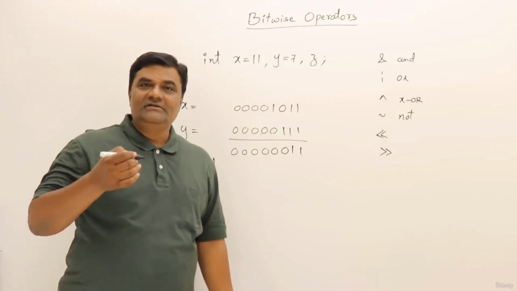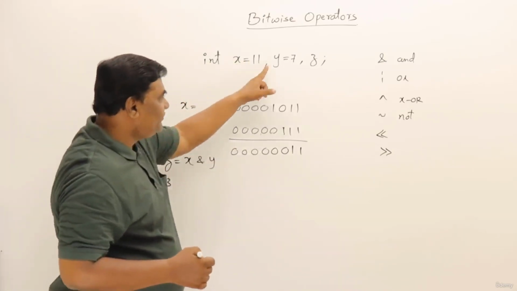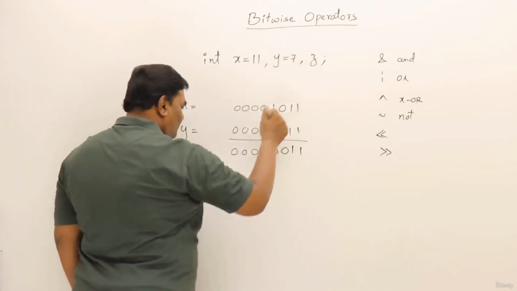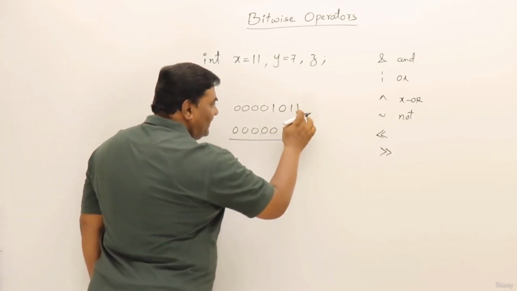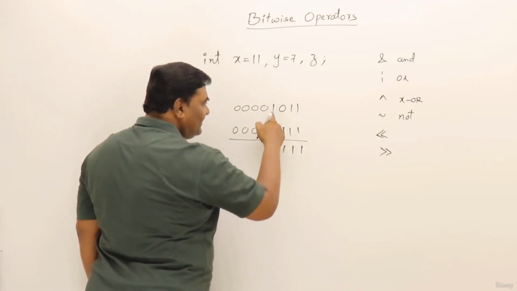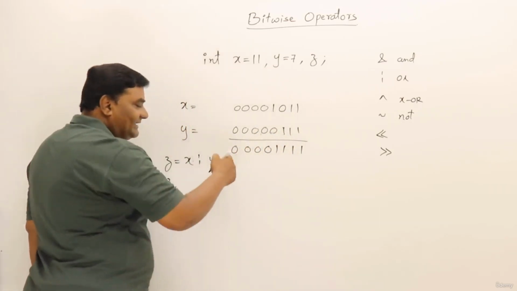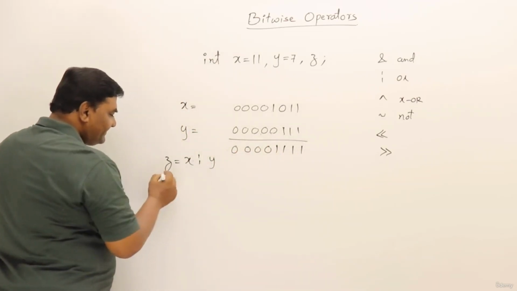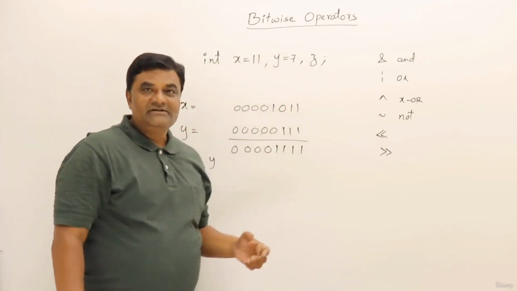Let us see what will be the result of the OR operation. I will take x as 11 only and y as 7. Then instead of AND, I will use the OR operation. Then the result will be: 1 or 1 is 1, 1 or 1 is 1, 0 or 1 is also 1, 1 or 0 is also 1, and all these are zeros only. In binary form, it is 1111. So in decimal, it is 15. 11 OR 7 is 15.